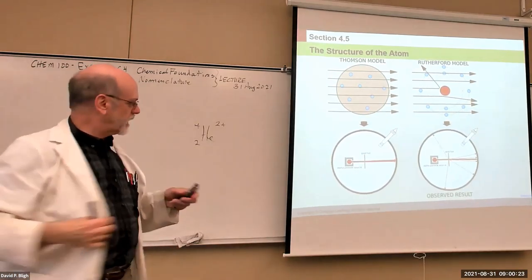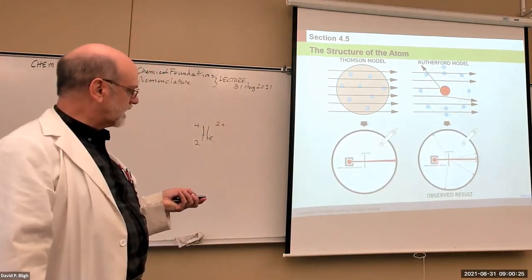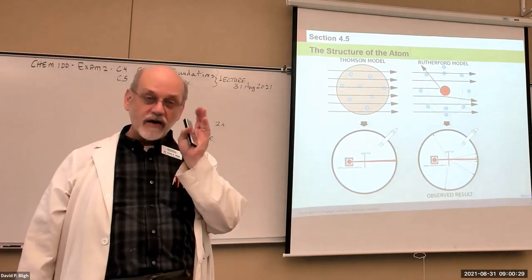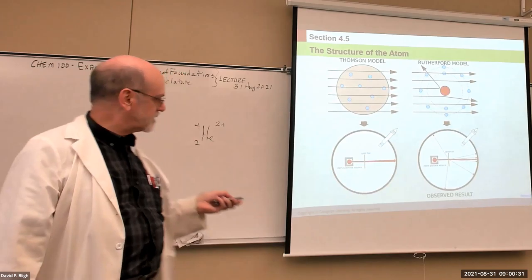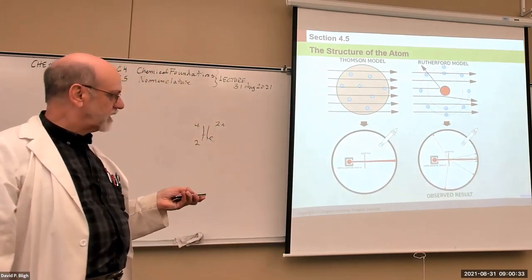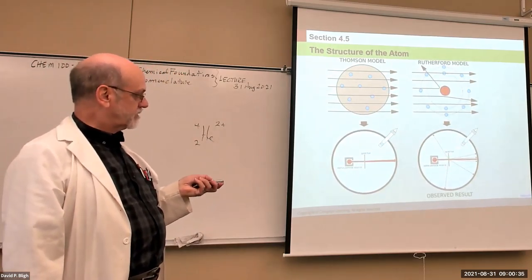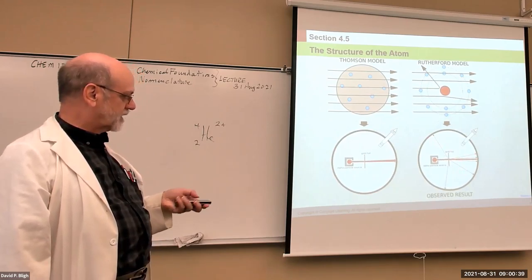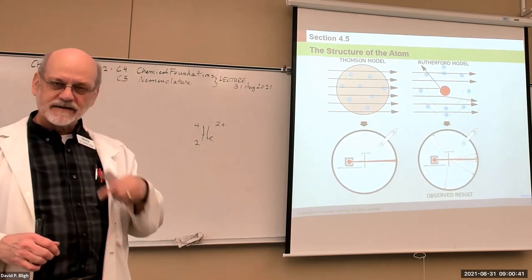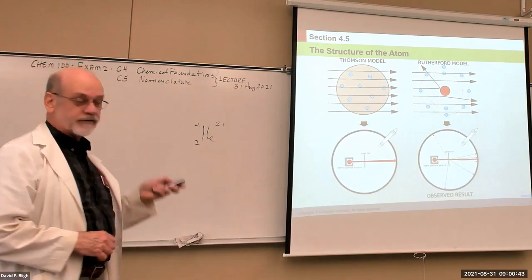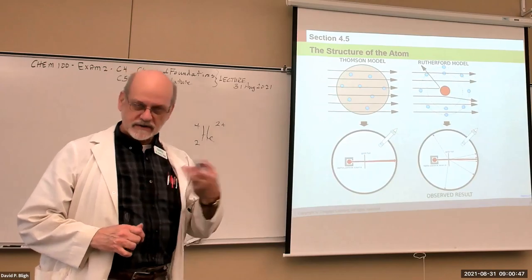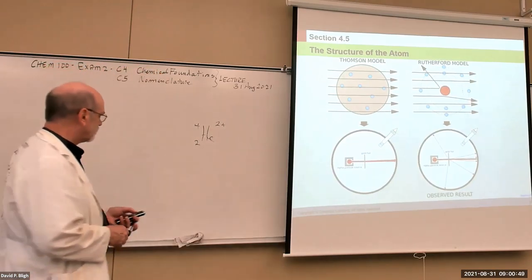So he got his radioactive source in this lead-lined container, and he used that to fire alpha particles at the gold foil. And sure enough, most of them went through, but a few of them were deflected. So that is how Rutherford disproved the plum pudding model and supported his nuclear model.